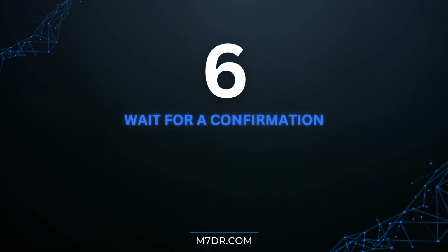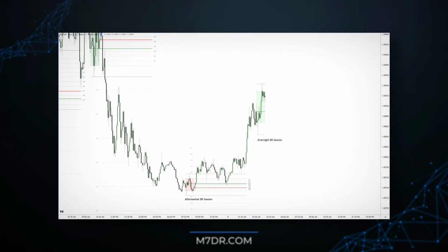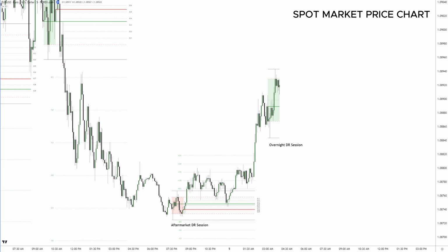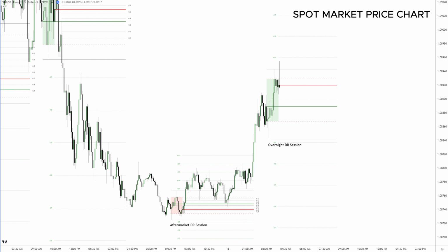Let's move on to step 6, waiting for a confirmation. Now comes the crucial moment, waiting for a confirmation. This ensures higher probabilities of price continuing in the confirmed direction. In this example, the 4 a.m. candle closes above the DR high, providing the long confirmation we were anticipating.